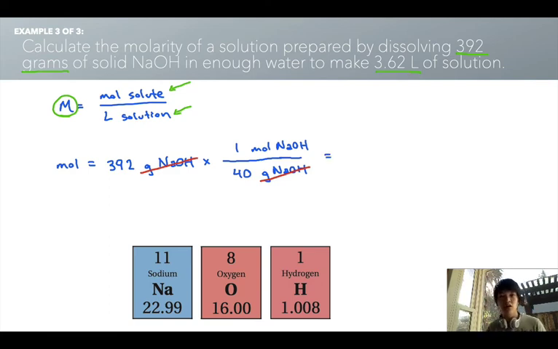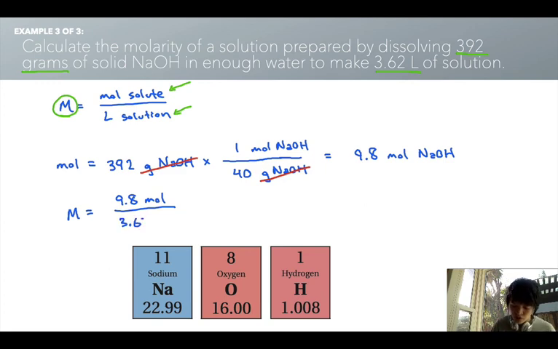So I'm going to throw in our equal sign. We're going to do a division here. 392 divided by 40 in the calculator should give us about 9.8. And the unit is moles of sodium hydroxide. Okay, now that we have moles of sodium hydroxide, and now that we have liters, we can divide the two to get molarity. Molarity is equal to, our moles is 9.8 moles. Our liters, it's in the problem, remember, is 3.62 liters. We don't have to do a conversion here. It's already in liters. So we just type this in the calculator.